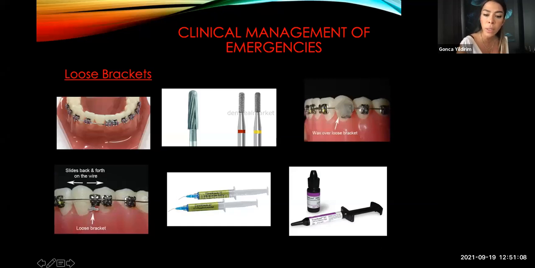Afterwards, of course, you can use Transbond XT to put the braces in place. You can also use a flowable composite or posterior composite just to stabilize the braces, because the patient should anyway see his or her orthodontist to rebond the braces again. You just need to stop the sliding of the braces and the rubbing of the soft tissues.